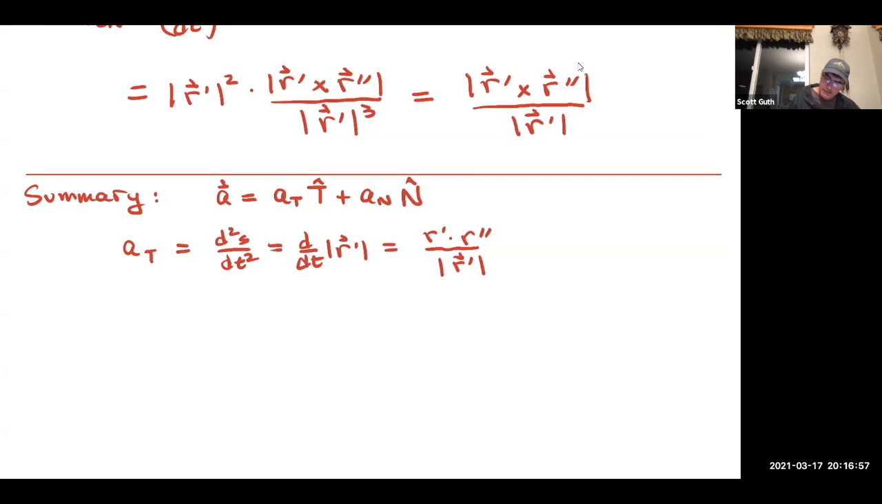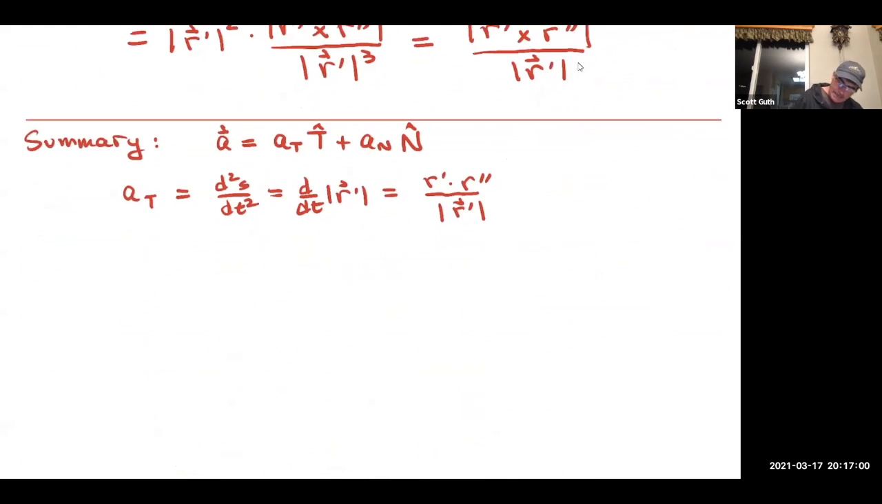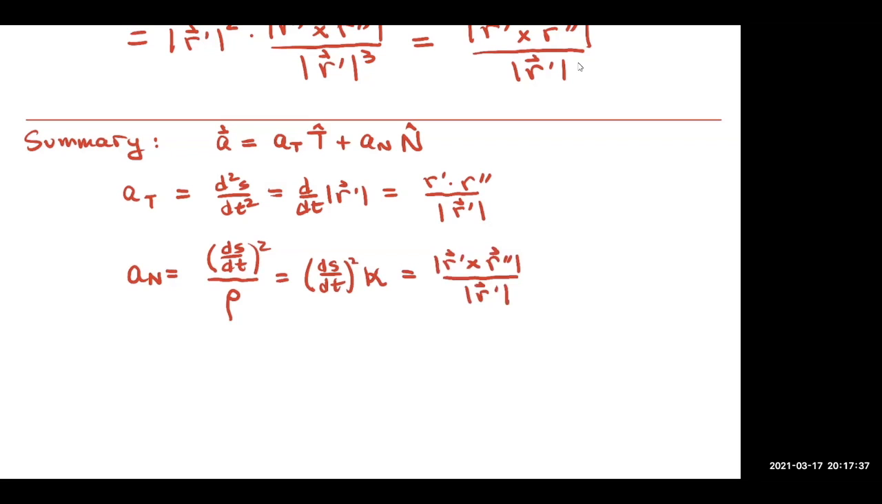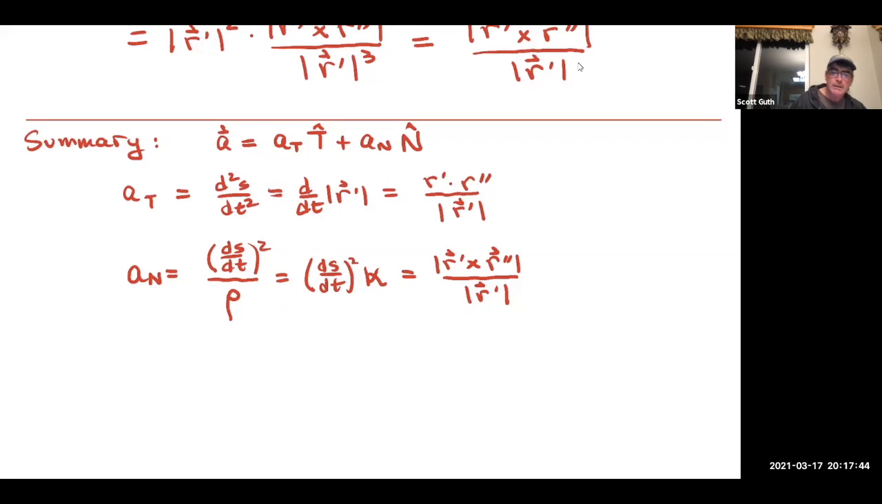AN now has a couple of forms. Is that all I had? I think that's everything. AN has a few formulas. Okay. It is (ds/dt)² over rho, or you can write that as (ds/dt)² times kappa, almost the same formula. But we also showed that this is the magnitude of R prime cross R double prime over the magnitude of R prime. Okay. And you see the symmetry in those two formulas, very closely related.